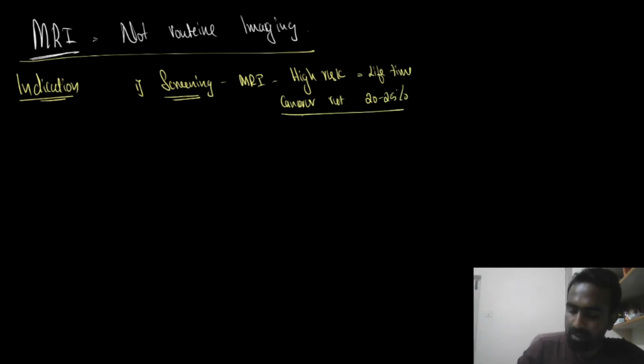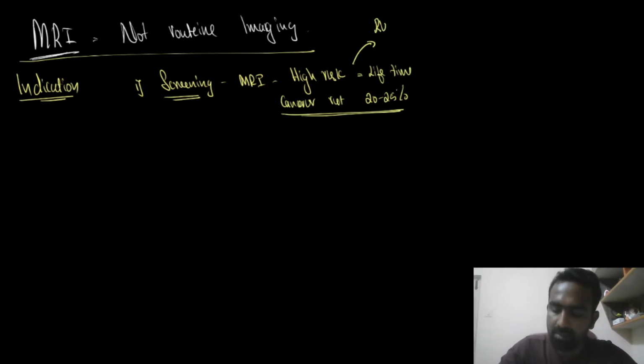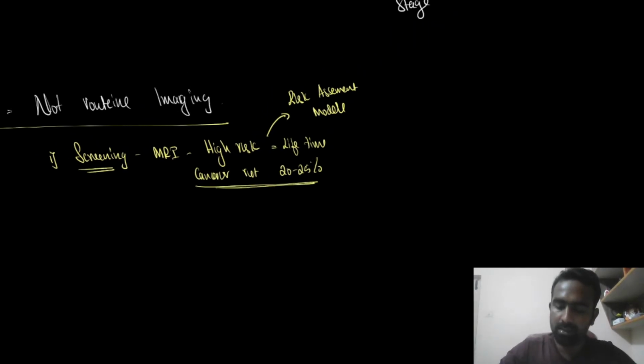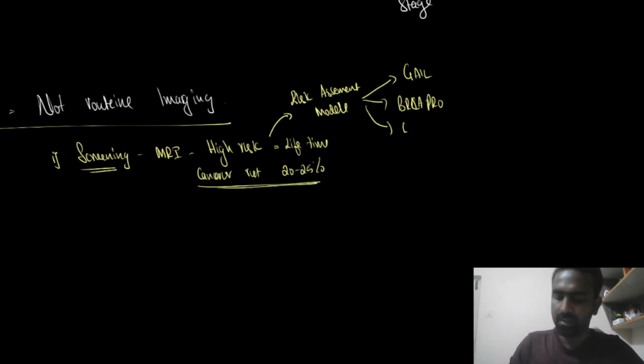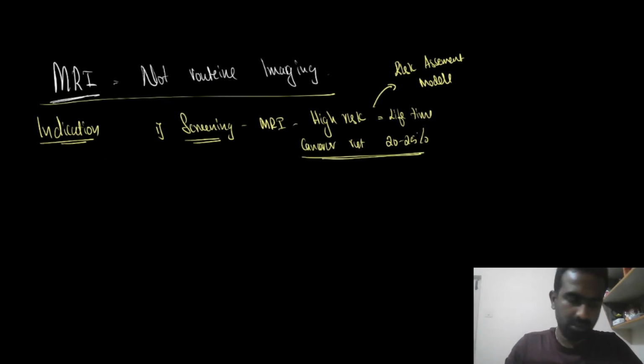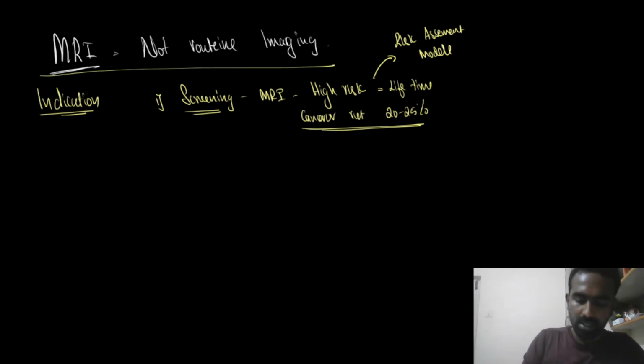How is this lifetime cancer risk evaluated? Based on different risk assessment models, like the Gail model, BRCAPRO model, Claus model. We'll talk about this a bit later. This is not the discussion now. We are talking about indications of MRI. One is screening in high risk, more than 20 to 25% lifetime risk.